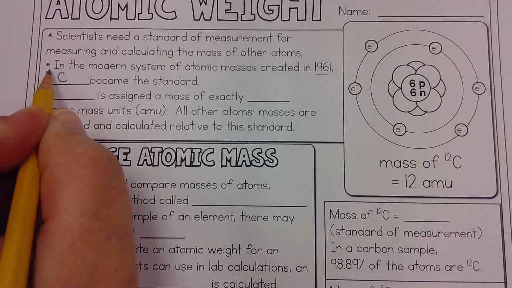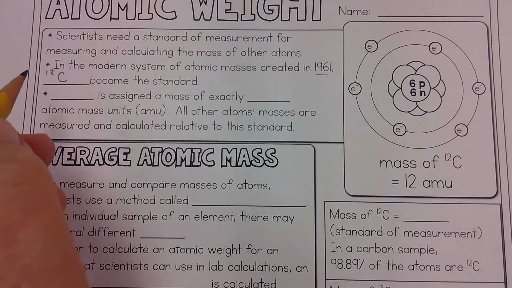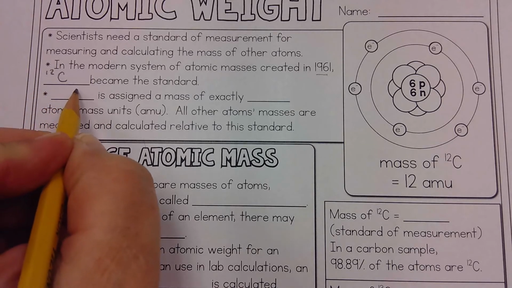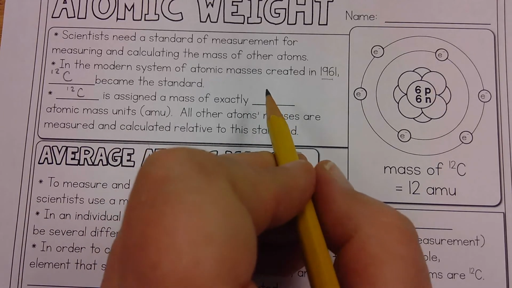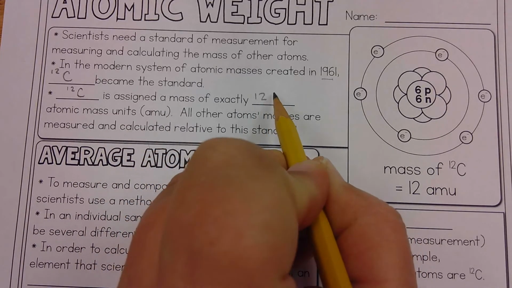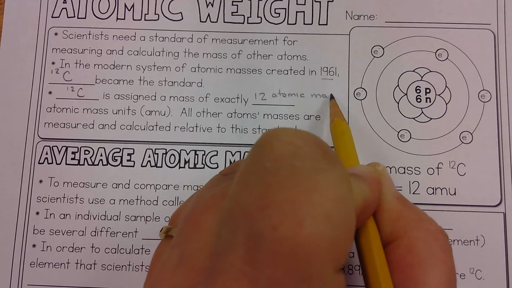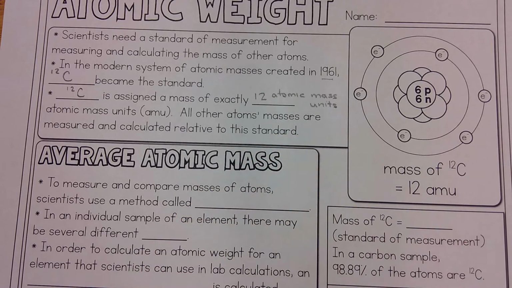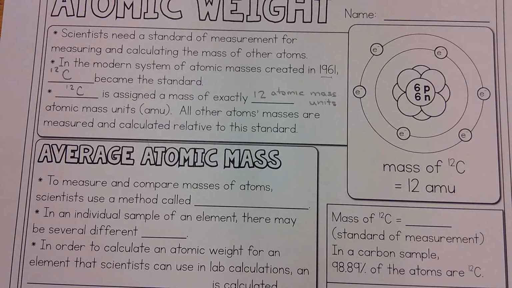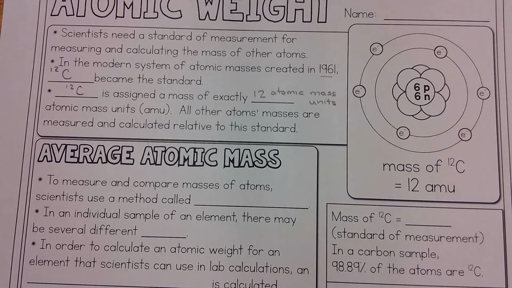We're going to abbreviate that C12. But carbon 12 became the standard, which means that scientists took that carbon 12 and assigned it a mass of exactly 12 atomic mass units. So carbon weighs 12 atomic mass units, right? And scientists just worked together and came up with this and said, this is going to be our standard.